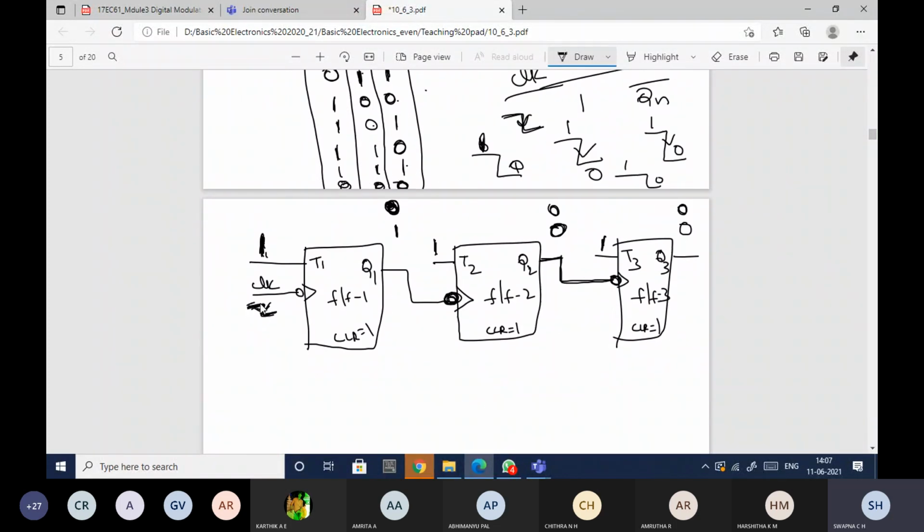Okay, again I'm giving the clock. Here the clock will be given continuously. Only here there is delay, only when this changes, this changes, this changes. Now again I have given a clock. Since I have given a clock, what happens to this? T is 1, the present state is 1, and I have given the clock. What happens to this Q1 output?